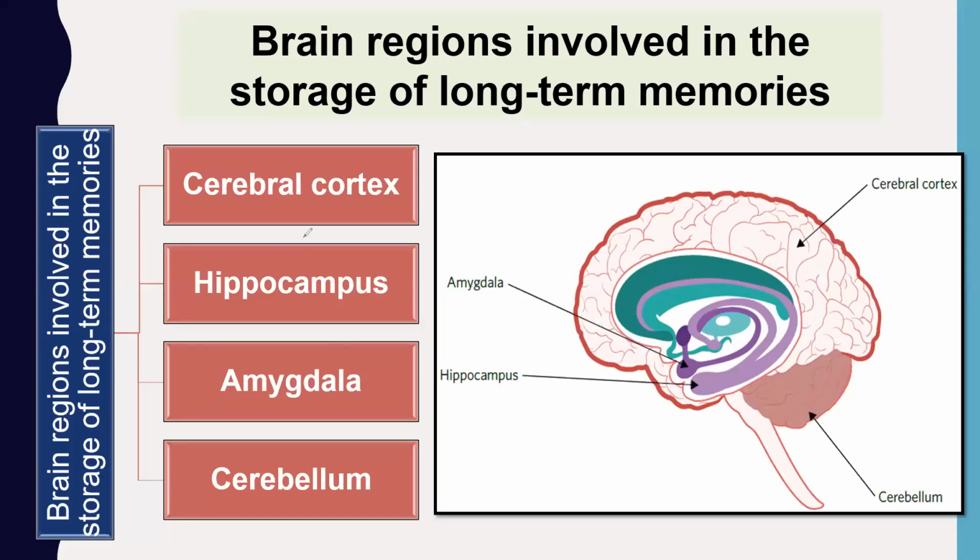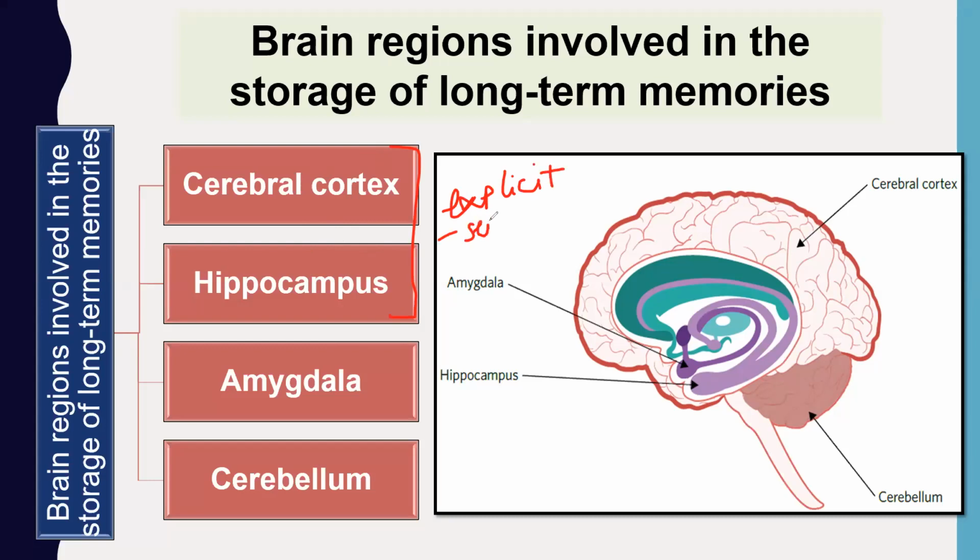So when we're talking about certain parts of the brain or certain brain regions, the cerebral cortex and the hippocampus, for example, are more involved in explicit memory. And remember, we said explicit memory is like your semantic and your episodic memory.